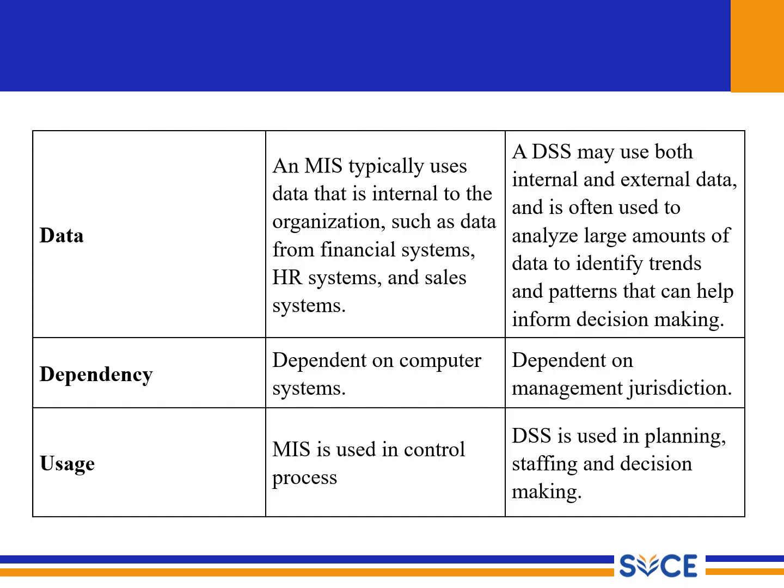Next we're going to see about data. MIS typically uses data that is internal to the organization, such as data from the financial system, HR, and sales. While DSS may use both internal and external data, and is often used to analyze large amounts of data to identify trends that can inform decision making. Next is dependency. MIS is dependent on the computer, while DSS is dependent on the management. On usage, MIS is used in the control process, DSS is used in planning, staffing, and decision making.